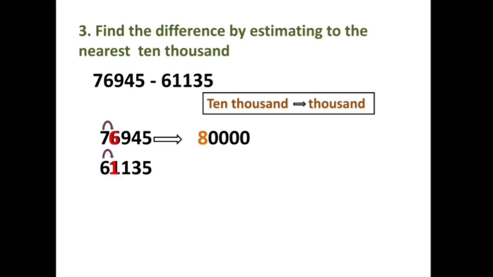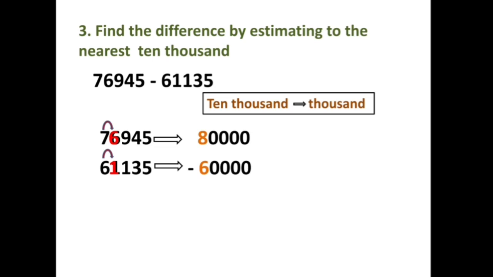So we keep the 10,000s place same. We keep 6 as same. Other place values will become zeros. 1, 1, 3, 5 will become 0. 6 will be the same. So we get 60,000. Now we have to find the difference.